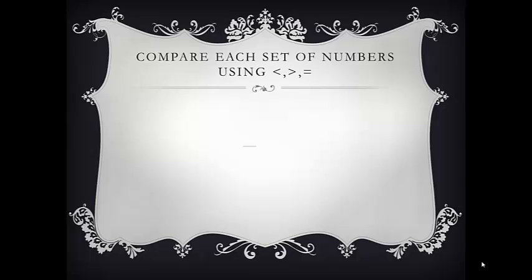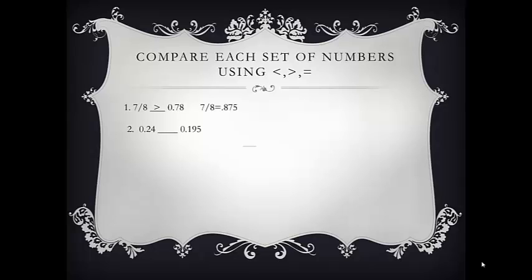Section 1. Compare each set of numbers using less than, greater than, or equal to. Number 1, 7/8 compared to 78/100. You first need to convert them both to the same form. I chose to convert 7/8 to a decimal, which becomes 875 thousandths. So then I can compare 875 thousandths to 78/100. So therefore 7/8 is greater than 78/100.